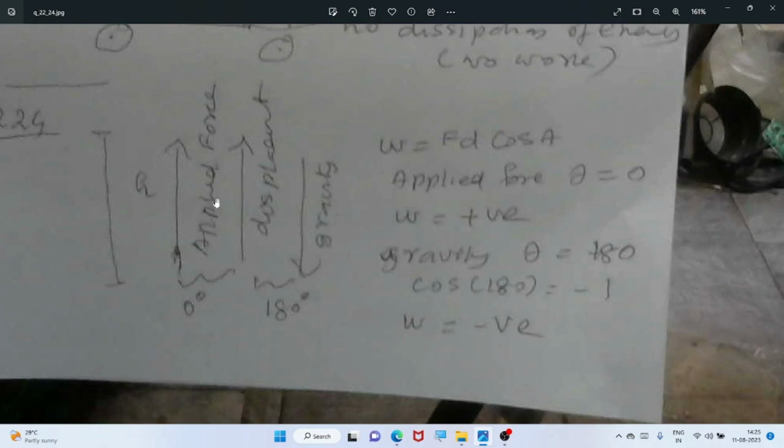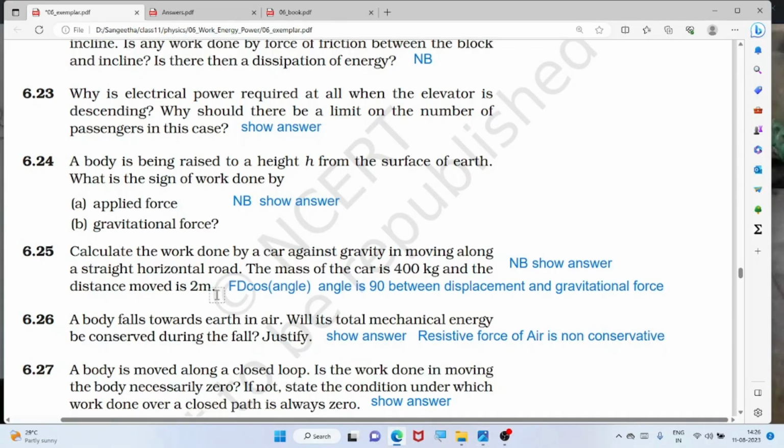For the applied force, the work done will be positive, but for the gravitational force it will be negative, because cos 180, where theta between the force and the displacement is 180 degrees, is minus 1. So the work done will be negative for the gravitational force. Gravitational is negative, applied is positive.